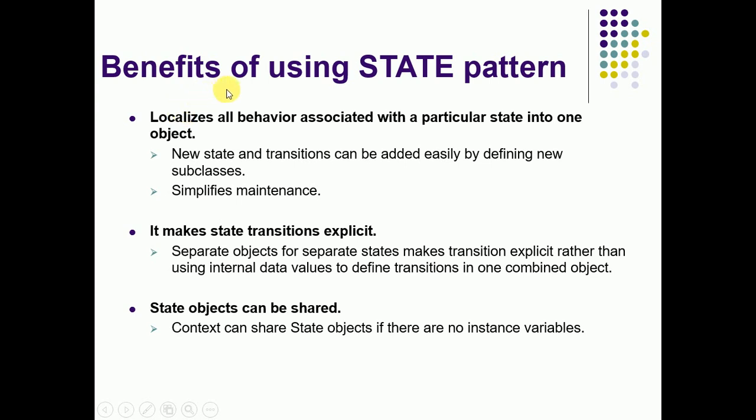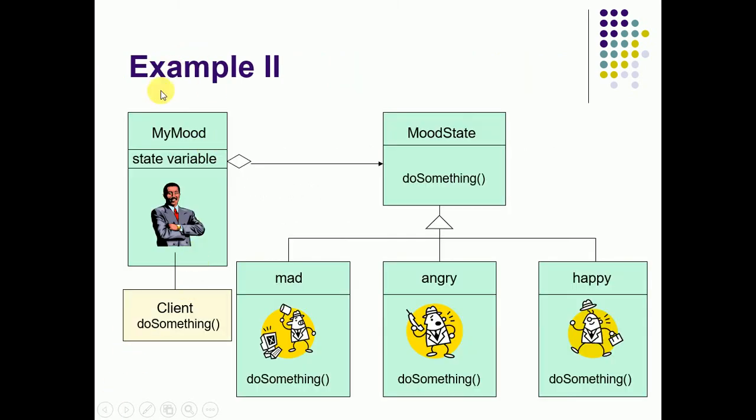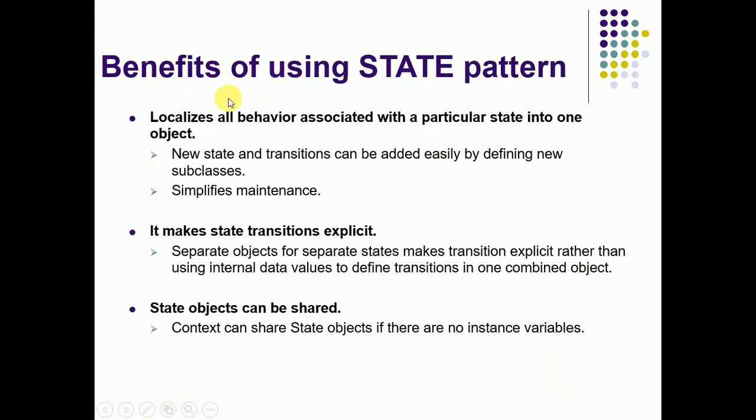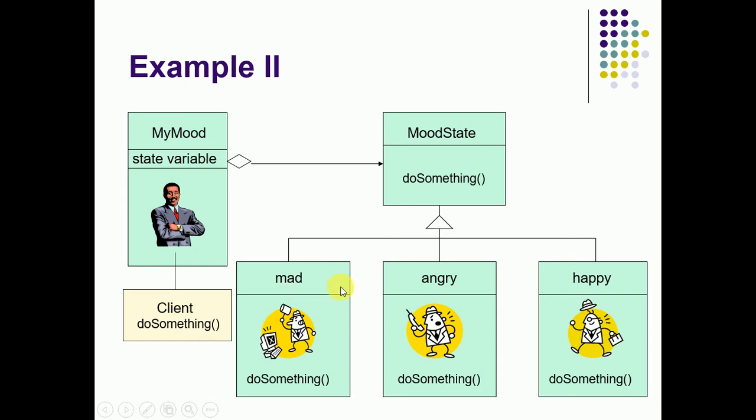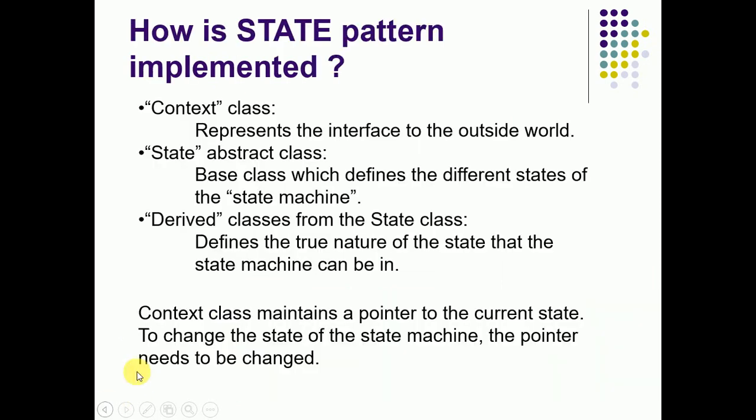So we have some benefits of using the state pattern. First, the state pattern localizes all behavior associated with a particular state into one object. As we saw in our last diagram, there is one object of the person mood, which alters behavior. So it localizes all behavior associated with a particular state into one state. All these behaviors, mad, angry, and happy, are stored in one of the moods we have in our diagram.